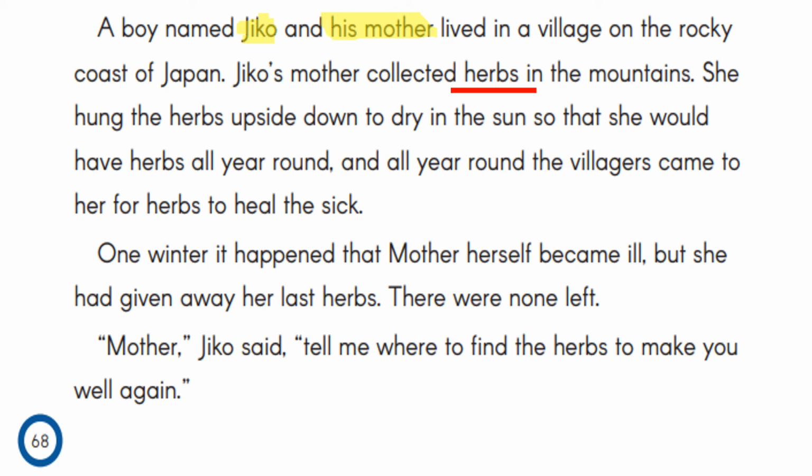And the setting. Do you remember the setting? The setting, time and place. So the place that we have here is the country Japan. As we said, this story happened in Japan. So as for the characters and the setting, we have Jico and his mother as characters, and we have Japan as a setting place. Okay. What is the problem here? Can you guess what is the problem here? Excellent. Jico's mother became ill, and they have no herbs to make her well again.